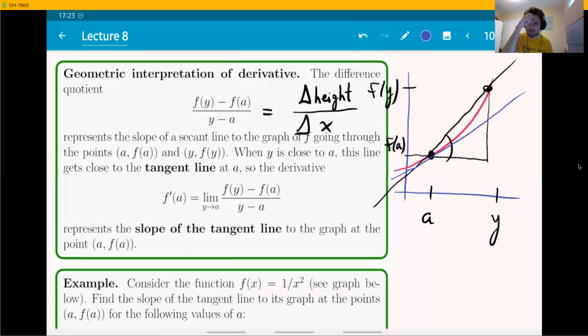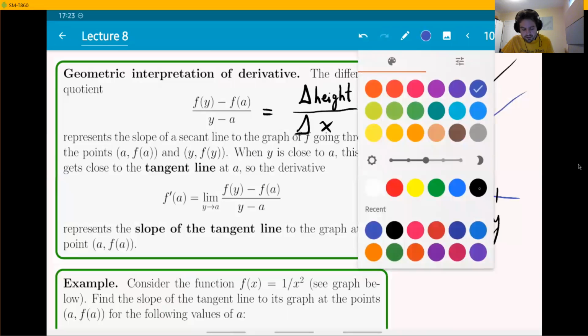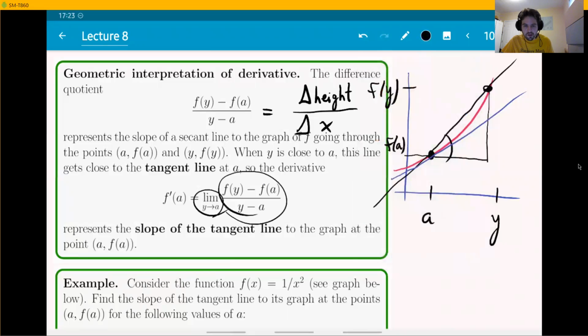Can you imagine the black line getting closer and closer to the blue line in this drawing? So what does that mean? It means after you take this limit of the slope of the secant line, it should be getting closer to the slope of the tangent line. This is what the derivative means geometrically. f prime of a is the slope of the tangent line to the graph of f at the point a, or (a, f of a).